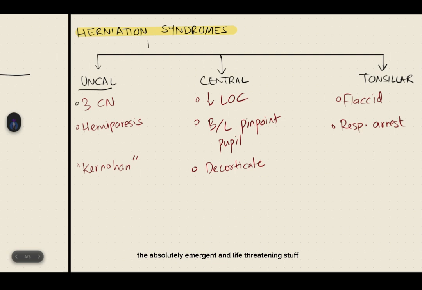Finally, the absolutely emergent and life-threatening stuff: herniation syndromes. Recognize these and call neurosurgery stat. There are three main herniation syndromes to talk about. We have uncal, central, and tonsillar.